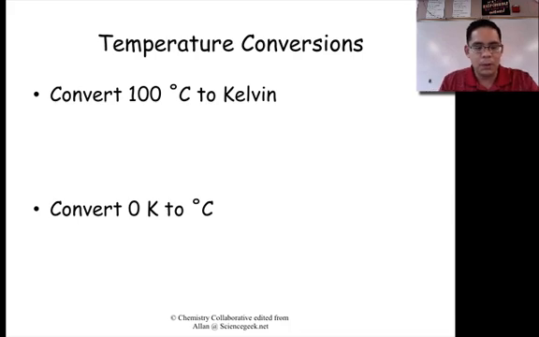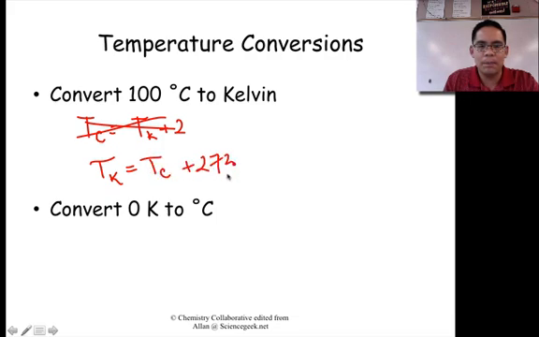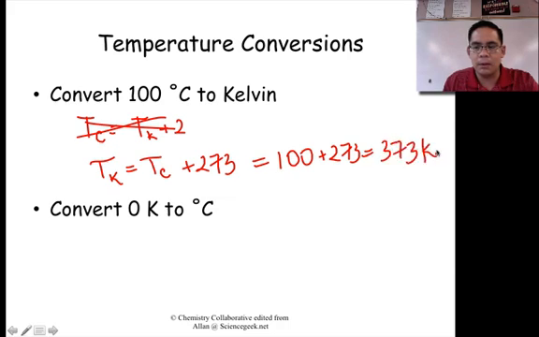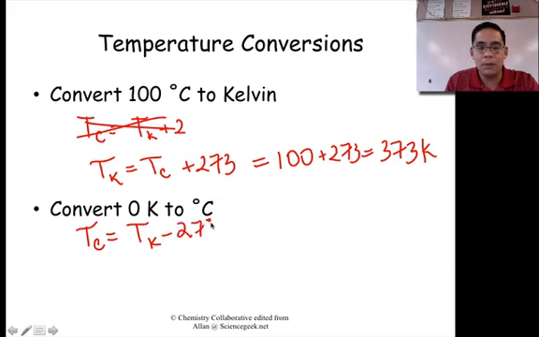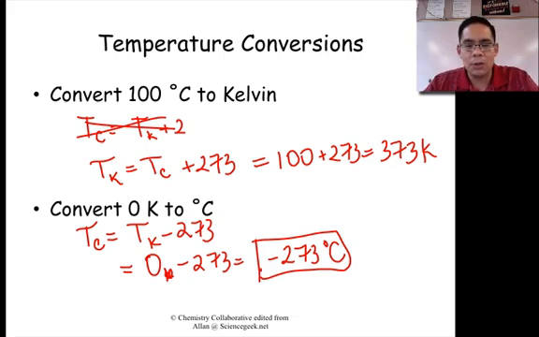For this first one, sorry, I'm doing the formula wrong, so it's backwards. Temperature Kelvin is what I want, which is temperature Celsius plus 273. So 100 plus 273, in this case, would be 373 Kelvin. Likewise, going backwards, if I want temperature Celsius this time, I need temperature Kelvin minus 273. When I do that, 0 minus 273, that would be negative 273 degrees Celsius, which is what I said earlier when I talked about absolute zero. So that's quickly how you do temperature conversions.